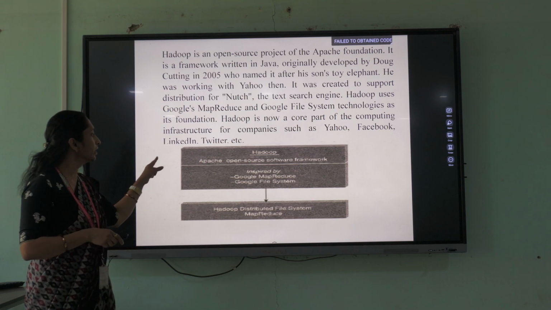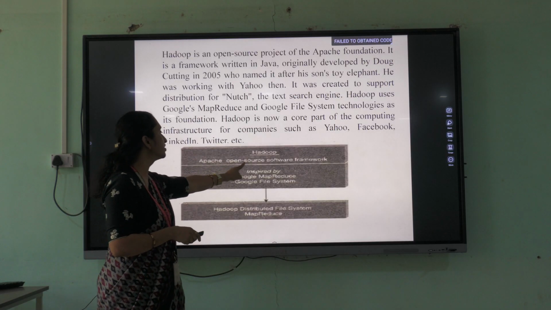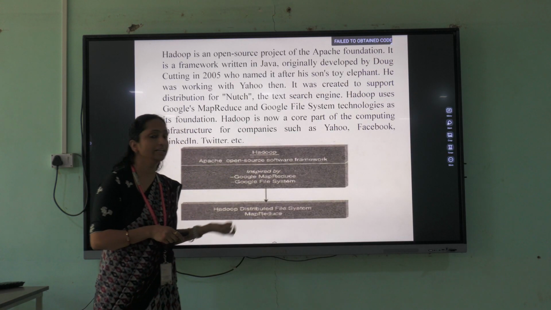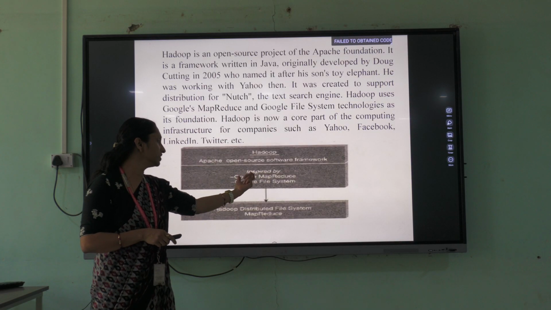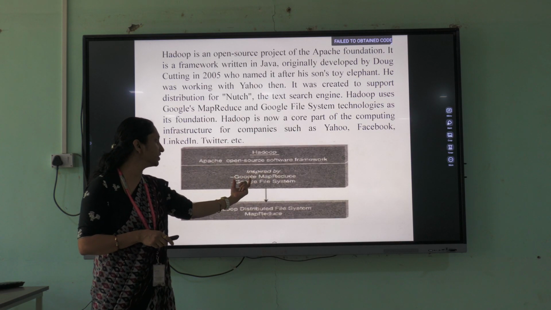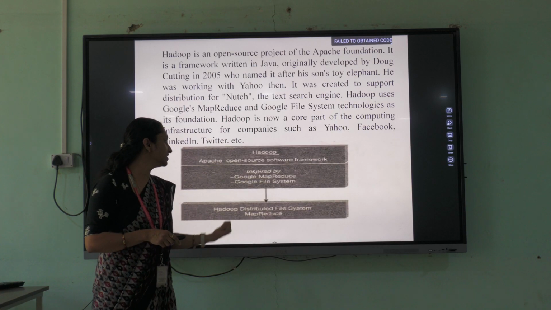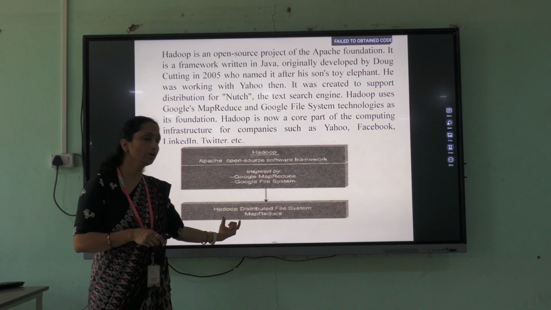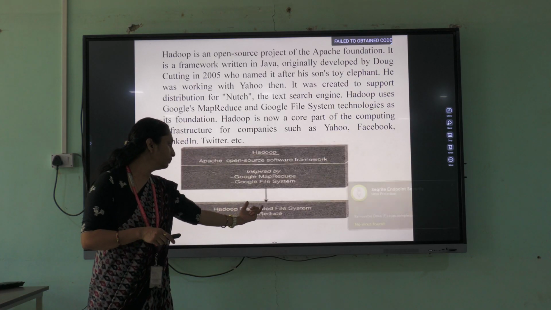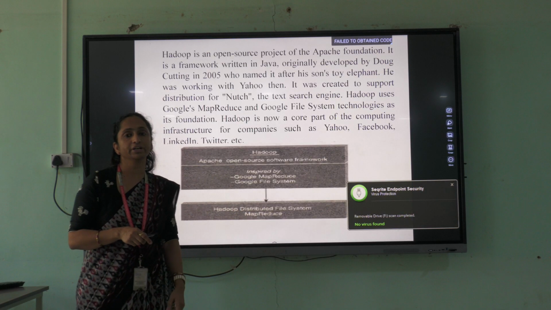So this is clearly showing what the Hadoop framework is all about. So Hadoop, here we are having an Apache open source software framework. We can define Hadoop in this way, inspired by, the foundation for this Hadoop architecture is MapReduce and file system, Google's MapReduce and Google's File System. And here we are having the core components of Hadoop: Hadoop Distributed File System and MapReduce.